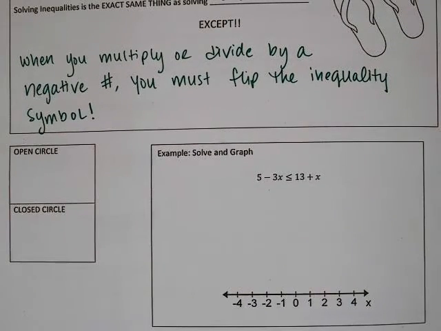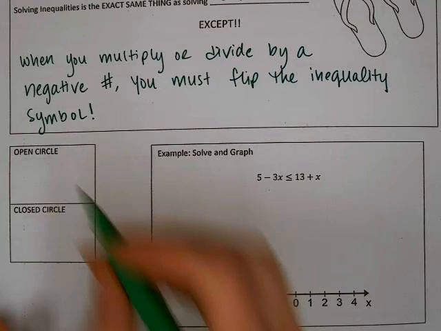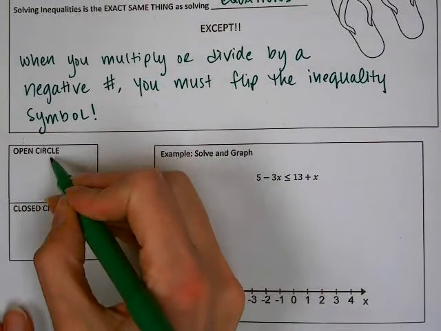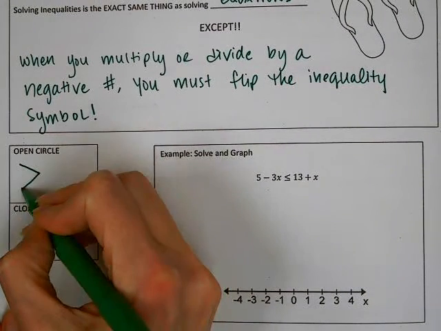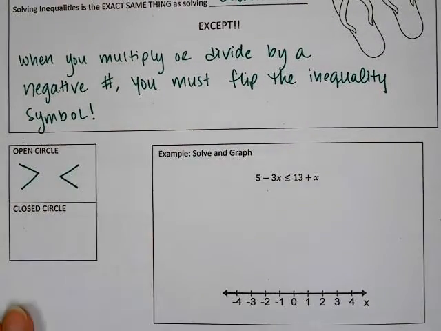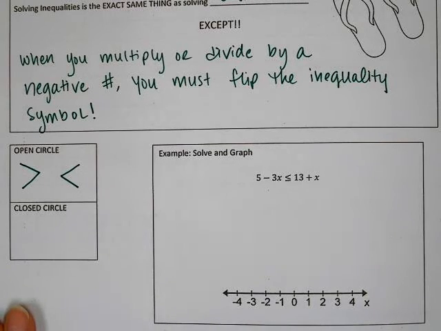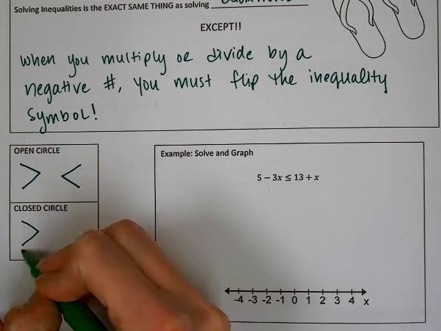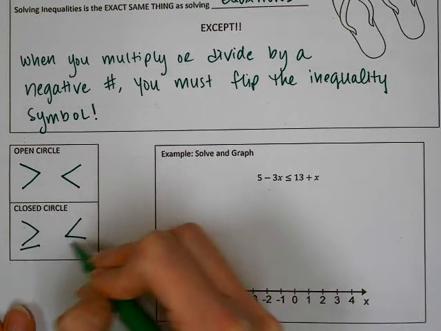Okay, so let's do a little recap. You use an open circle on the graph when it's just greater than or just less than. And you use a closed circle on the graph when it's greater than or equal to or less than or equal to.